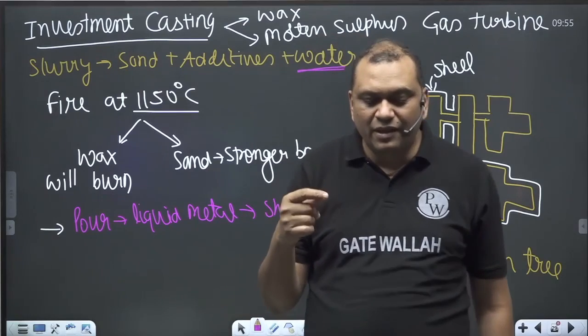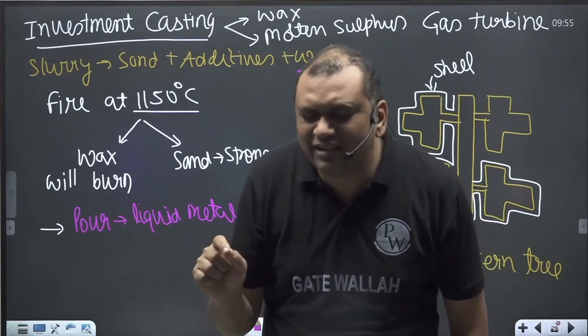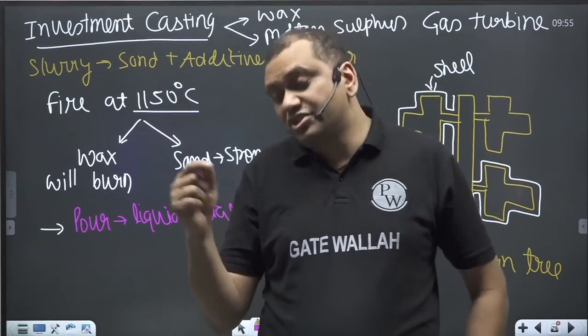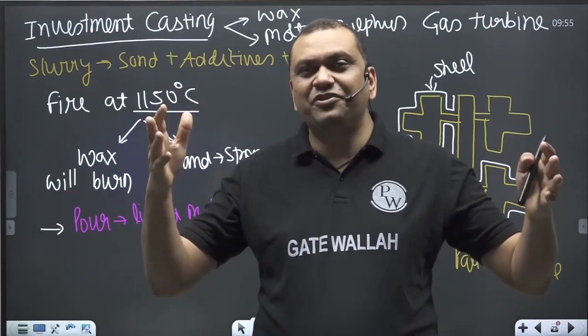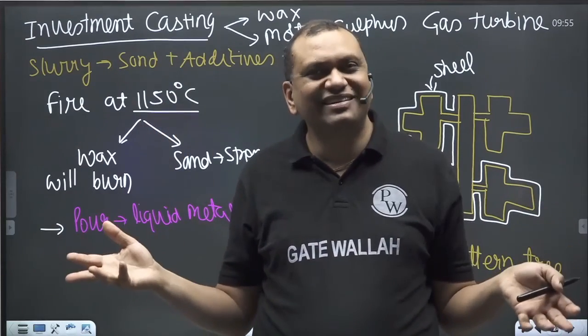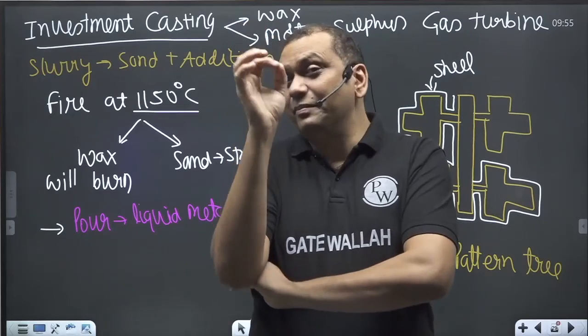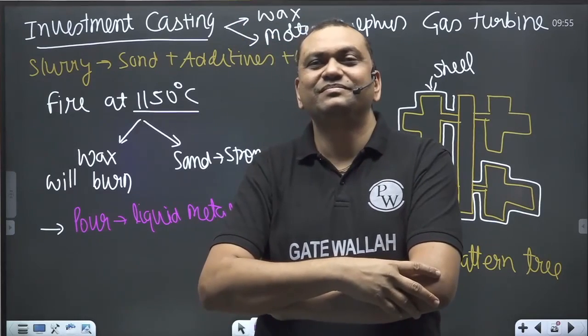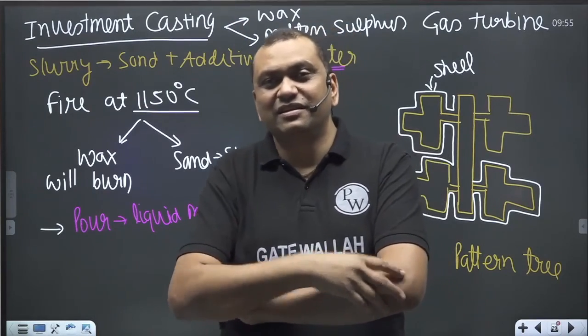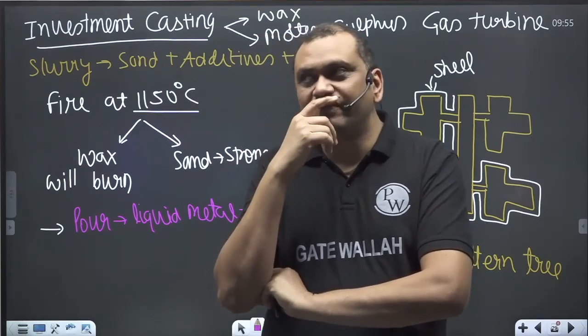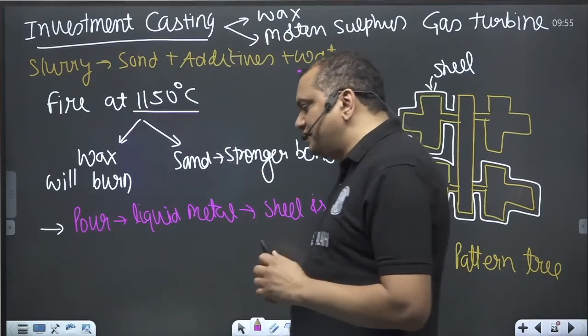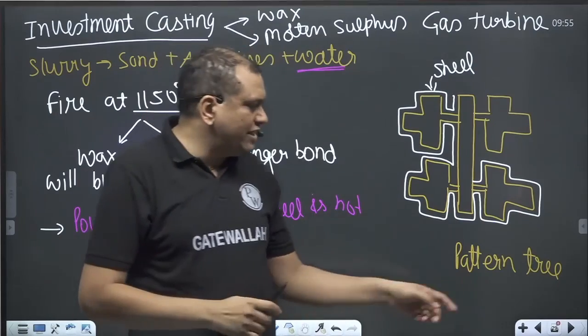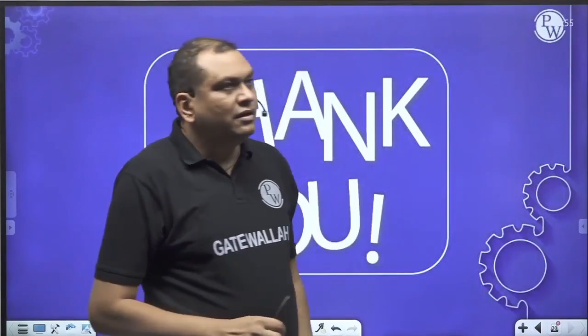So we pour the liquid metal when the shell is still hot, and after solidification, break the shell and get the product. And this is the most accurate method of casting. When it comes to accuracy, you say investment casting, then shell molding, then die casting, then other things will go away.